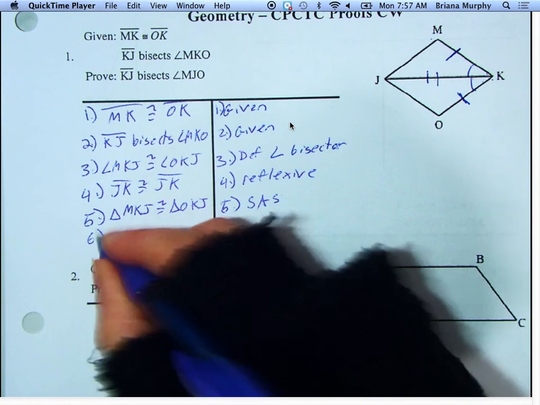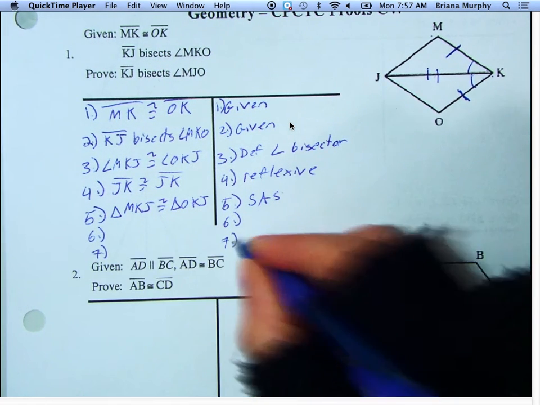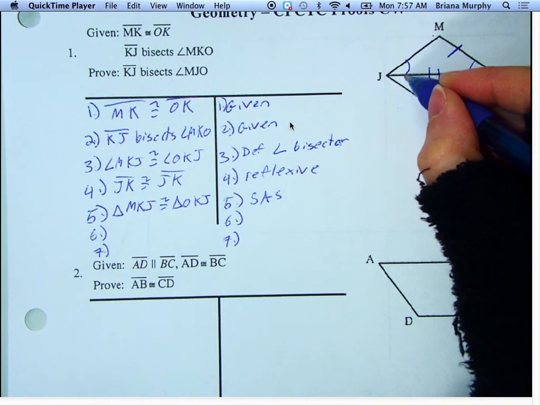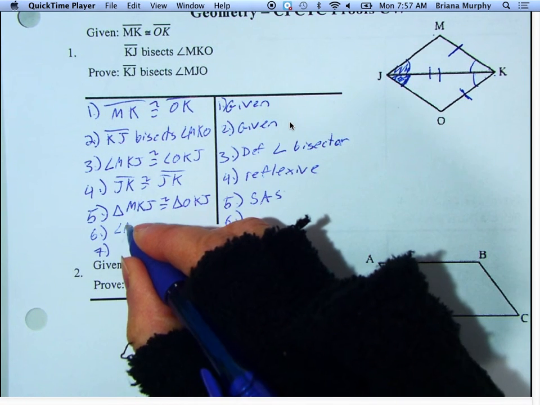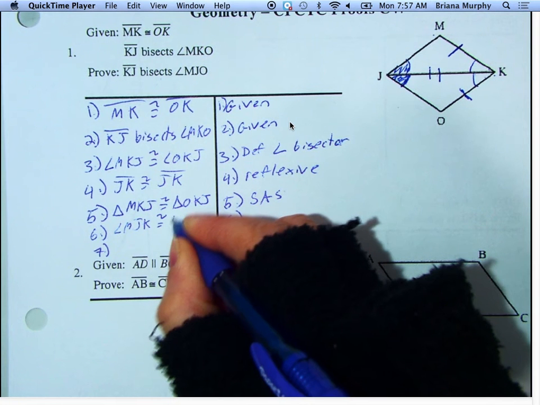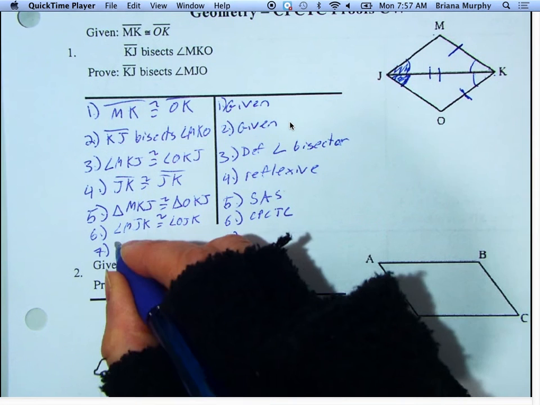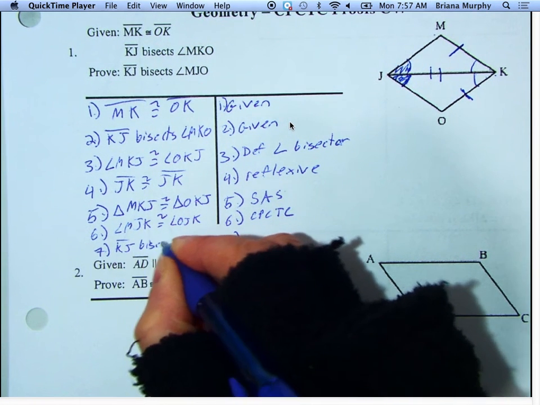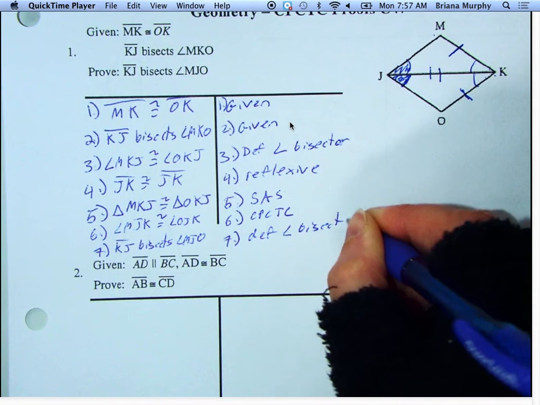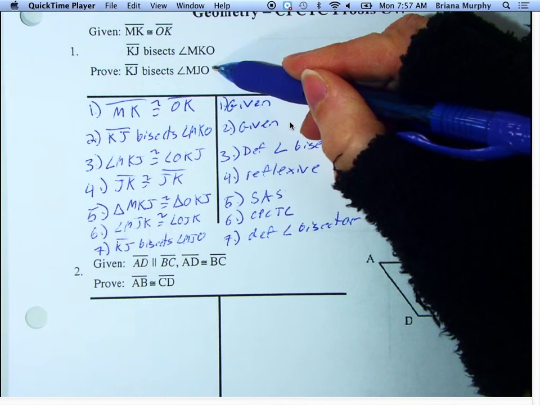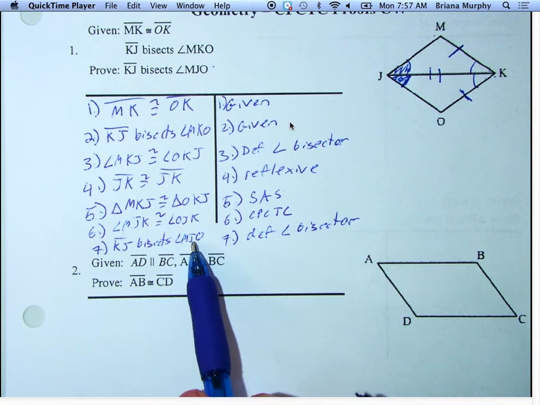Okay. So I want to prove that it bisects. So what do we know about the definition of a bisector? It makes two things congruent, right? So I can say these two angles are congruent right here by CPCTC. So I'm going to say angle MJK is congruent to angle OJK by CPCTC. And then I can say KJ bisects angle MJO by definition of an angle bisector. Is that necessary? Yes, because that's what I'm trying to prove. So that has to be my last step. What's that last part say? KJ bisects MJO by definition of an angle bisector.